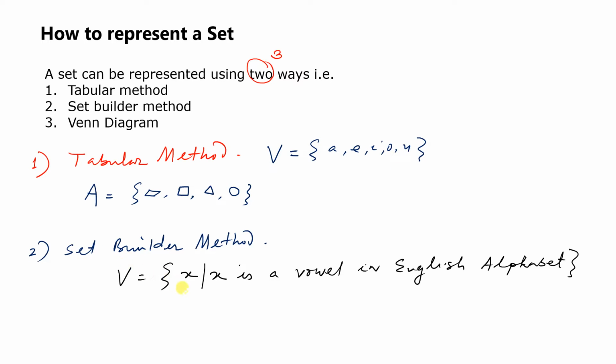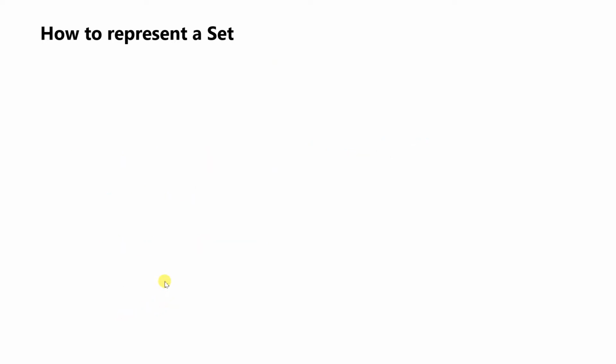Okay. So let's suppose another example. Let's suppose I write E is equal to 2, 4, 6, 8, and so on. It is very clear that it is a set of even natural numbers. So how will you write it down in set builder method?